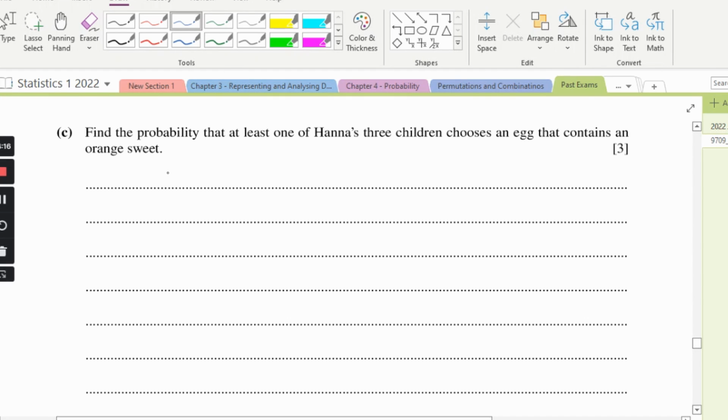Okay. Find the probability that at least one of Hannah's 3 children chooses an egg that contains an orange sweet. Okay. So the way I would do this is, why don't we find 1 minus the probability of no oranges. Right? That's probably how I would do this. This is what I did. I did 8 choose 3, and then I did 12 choose 3. But I'm just having a bit of a brain fade about why I did that.